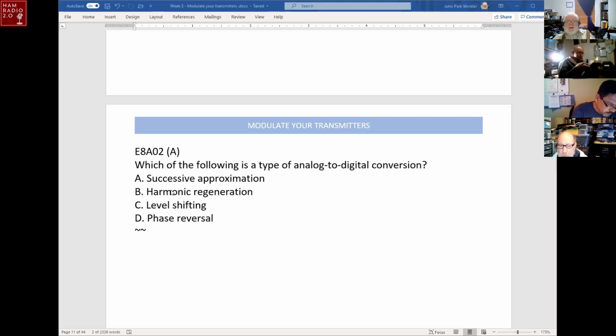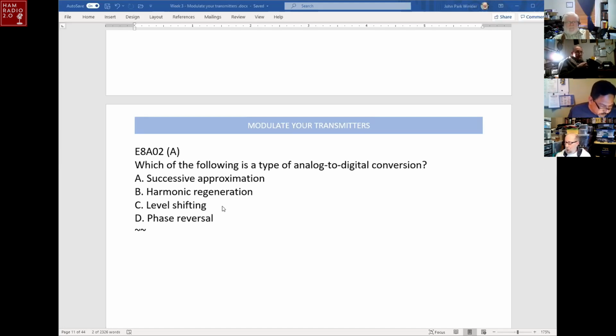Which of the following is a type of analog to digital conversion? Analog would take an audio signal and the output would be a series of numbers, like a wave file on a computer, that would give you the information in that analog signal in a way that it could be converted back after it got transmitted. And the answer is A, it's successive approximation, which, you have a sampling rate every so much of a fraction of a second.